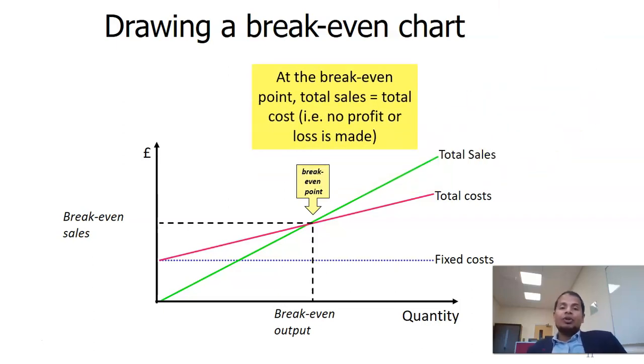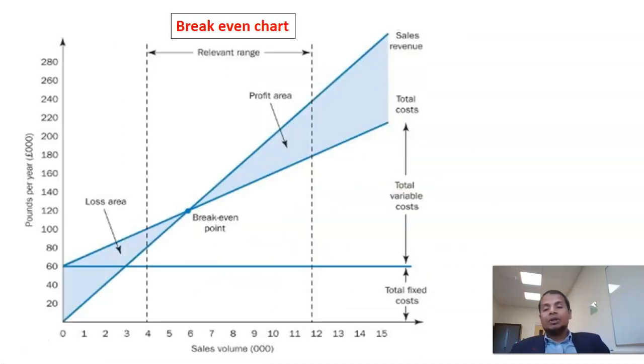So this is the amount where total revenue, total sales, and total cost are equal. This is the break-even point again, and this is the relevant range of activity. Before the break-even point, you can see total cost is higher than total revenue. So this is the sales revenue curve. The revenue is lower than the cost. That means this is the area of loss.